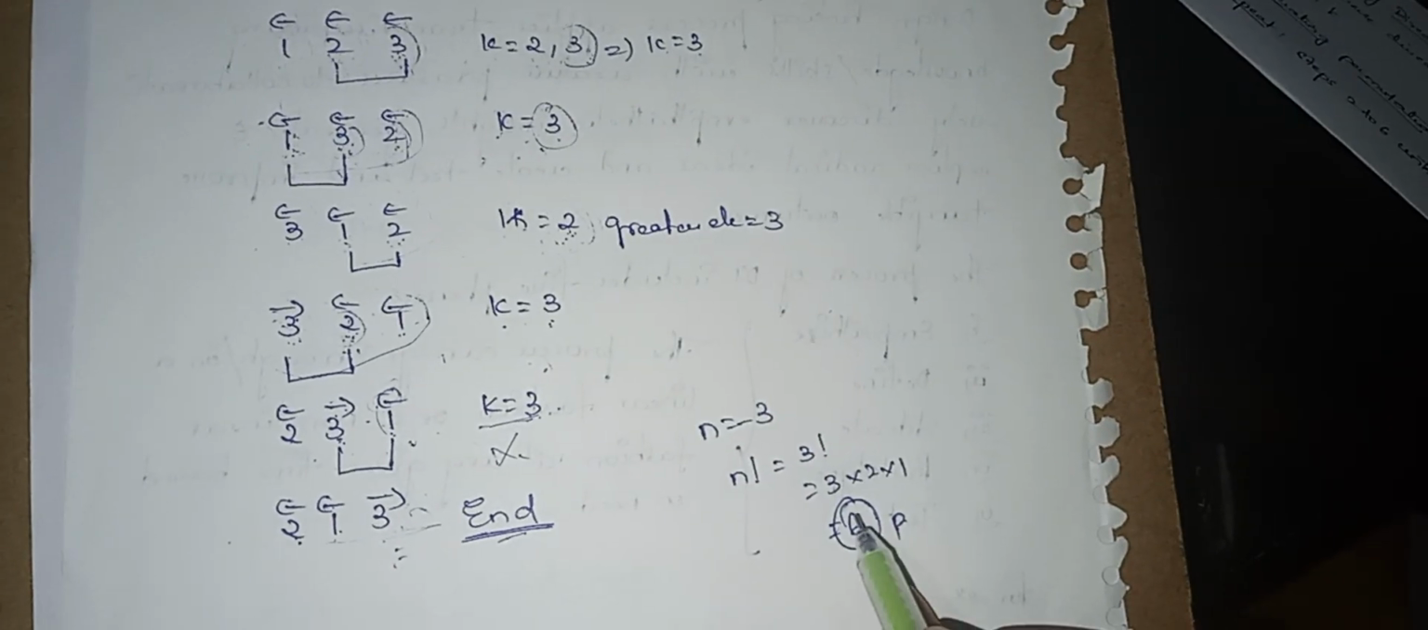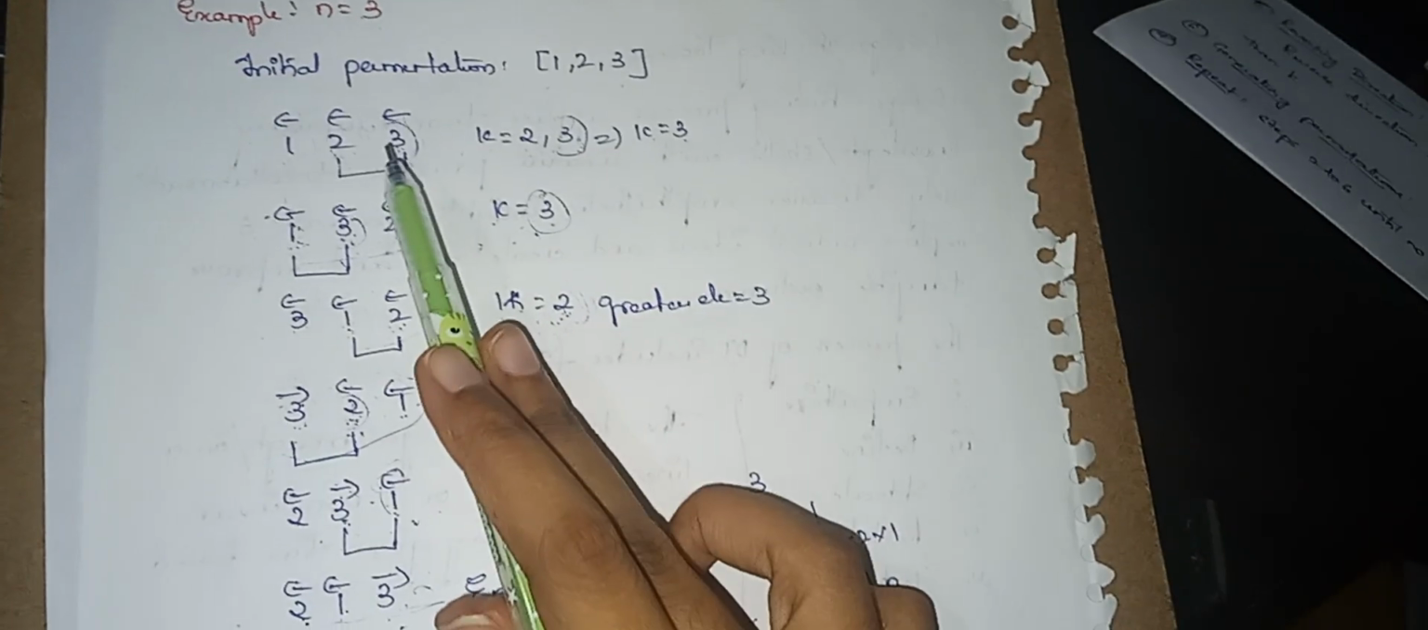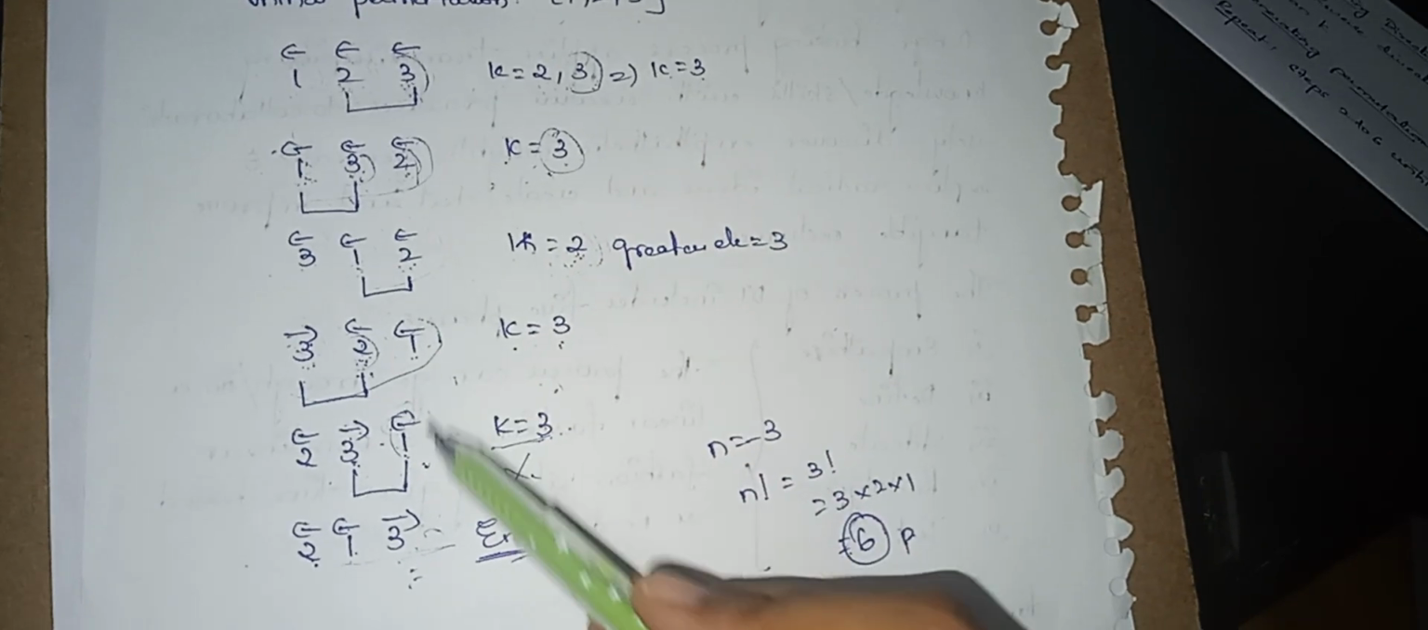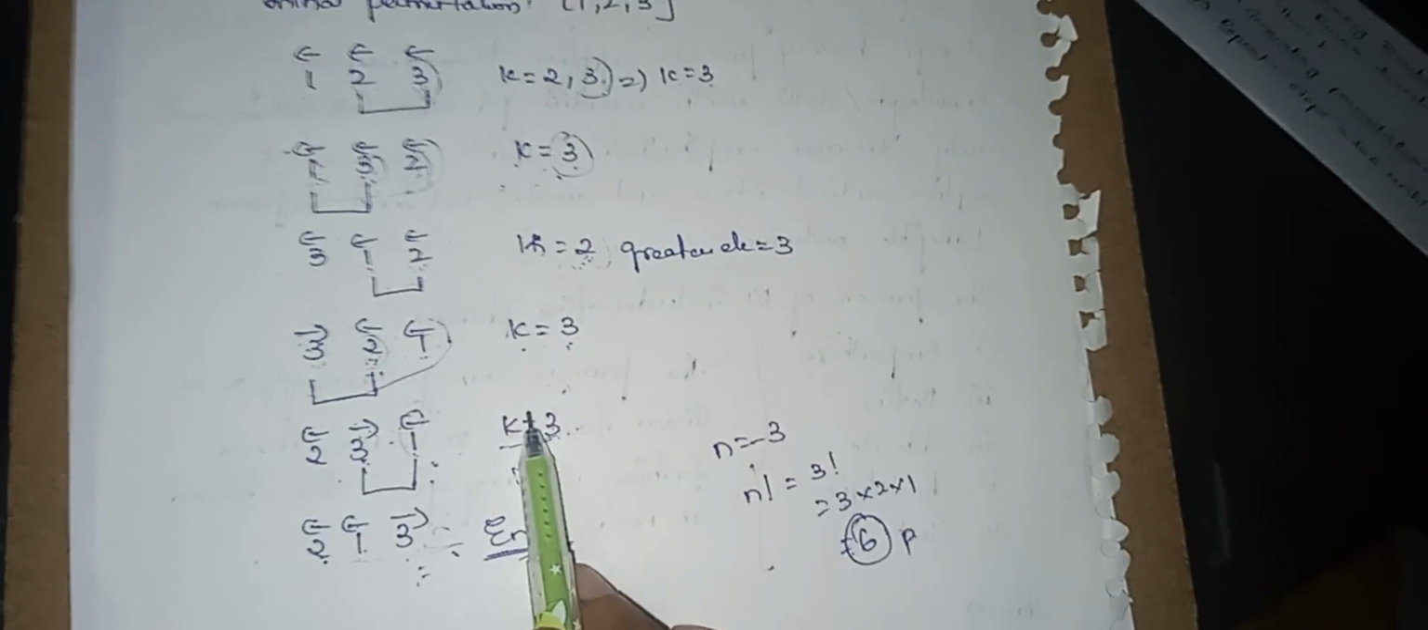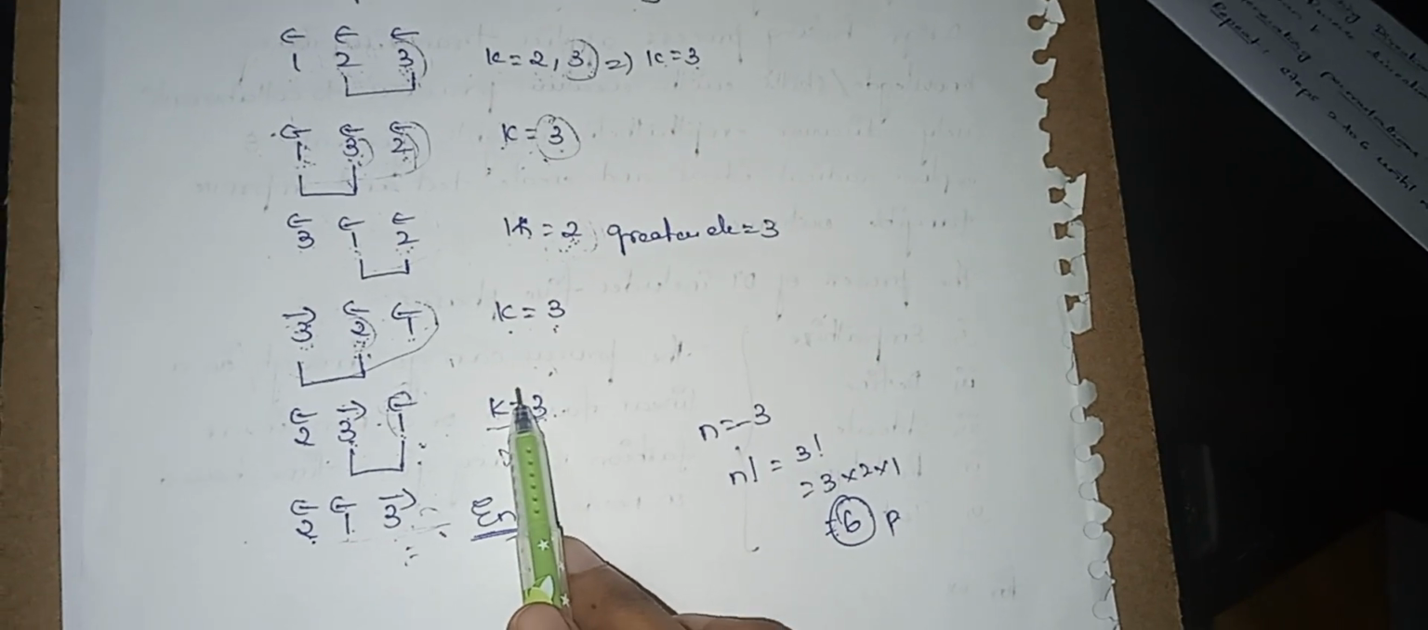So how many permutations did we get? A total of 6 permutations: 1 2 3 4 5 6, for the input size n equal to 3. So this is the example we have discussed. Let us discuss one more example in the next video. Thank you.